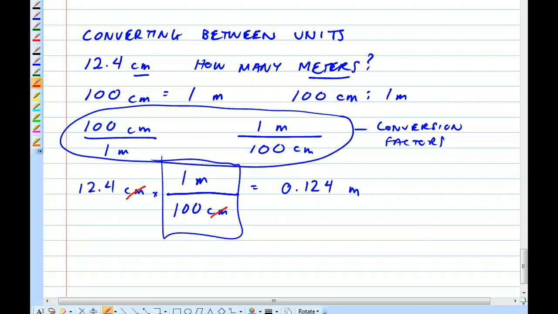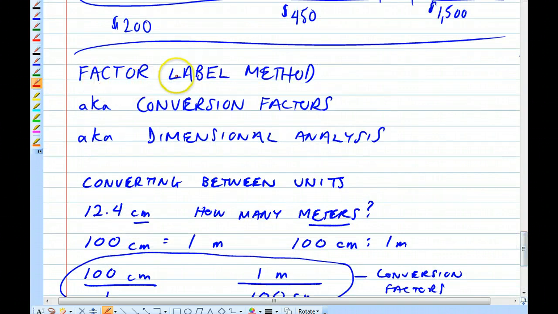So if you've got 1a over 2a, the answer doesn't have an a in it. Follow me? 1x over 2x, the x goes away. Same thing here. This is 12.4 centimeters times 1 meter over 100 centimeters. The centimeters disappears. And so this is why I like the name factor label method, because it's kind of like we're treating labels as factors in the equation. We're treating the unit labels as factors.